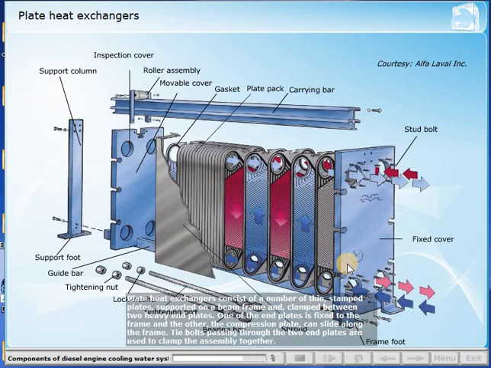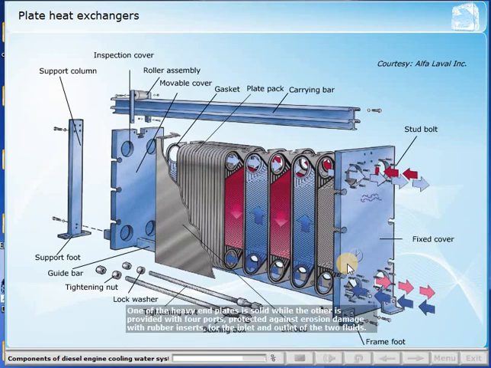Plate heat exchangers consist of a number of thin stamped plates supported on a beam frame and clamped between two heavy end plates. One of the end plates is fixed to the frame, and the other, the compression plate, can slide along the frame. Tie bolts passing through the two end plates are used to clamp the assembly together. One of the heavy end plates is solid, while the other is provided with 4 ports, protected against erosion damage with rubber inserts for the inlet and outlet of the two fluids.